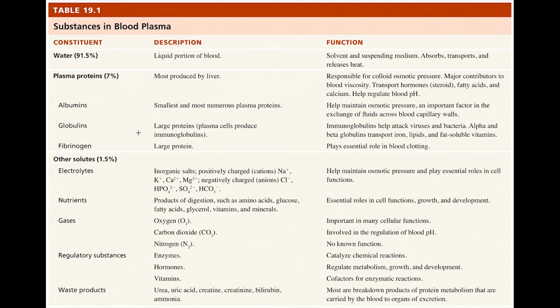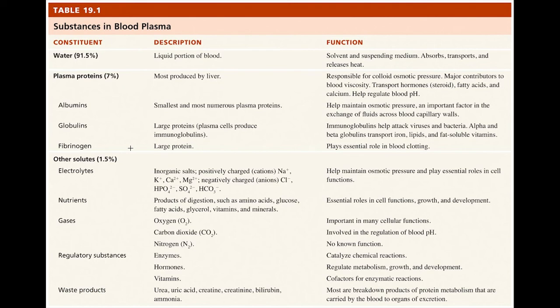Immunoglobulins are basically antibodies, and these immunoglobulins help protect the body from disease. These globulins can also function as transport proteins in some cases for various other items such as hormones or even other minerals that we need. The final plasma protein, fibrinogen. Fibrinogen is also a large plasma protein whose primary importance is to play a role in blood clotting.